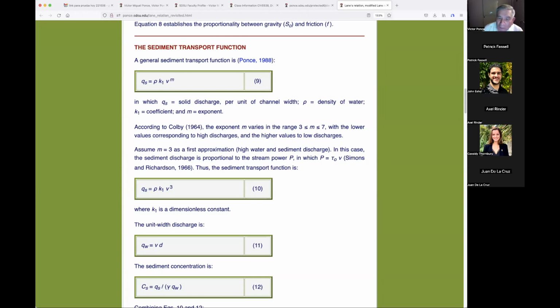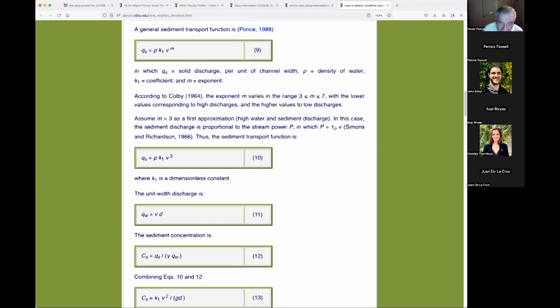Why is 7 a high number? Look at this equation. If the velocity is 2, and you take it to the 3rd power, the value of the transport is 8, 2 to the 3rd power. Now take it to the 7th power. What is the 7th power of 2? 2, 4, 8, 16, 32, 64, 128. So if the velocity is 2, the transport is multiplied by 128 times. It goes up very quickly because it's in the exponent. Does it go there? Yes, it does. We know from the Colby method that that's the way it does.